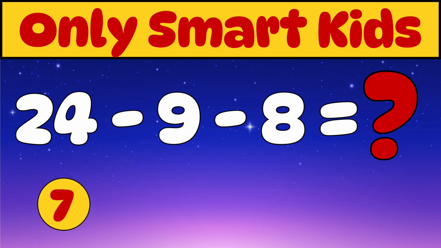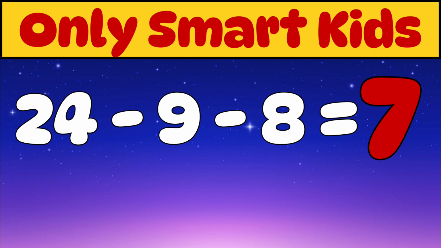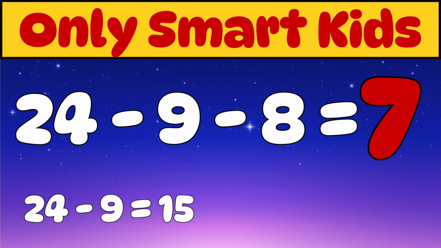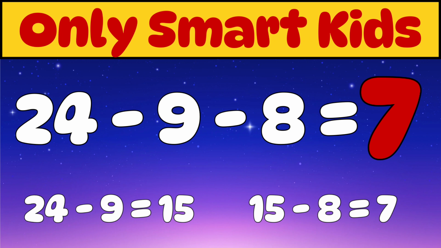The correct answer is 7. Let's solve it step by step. 24 minus 9 equals to 15. 15 minus 8 equals to 7.